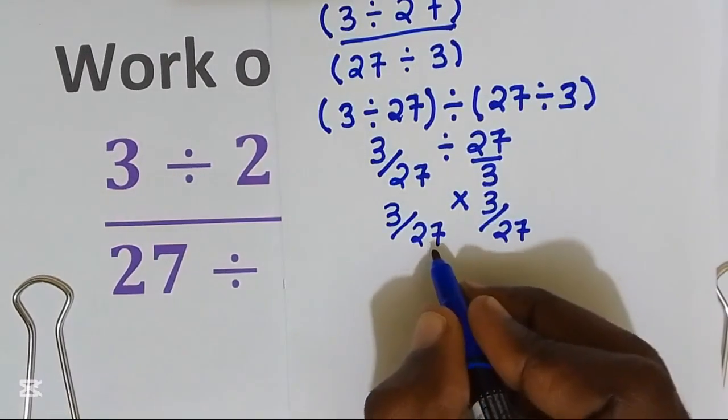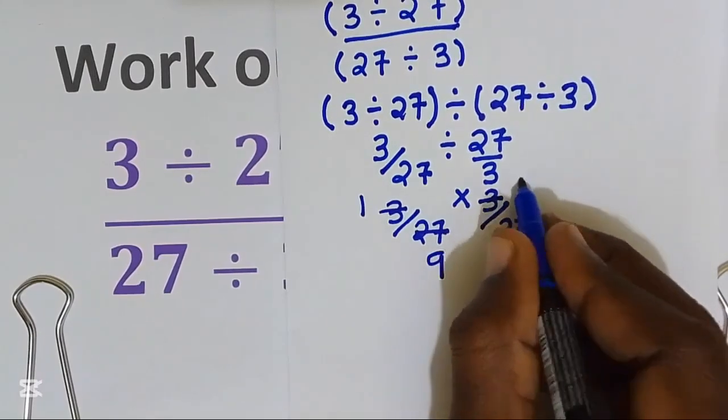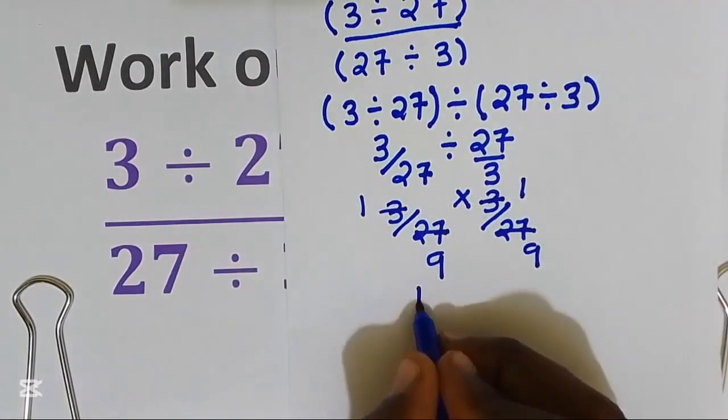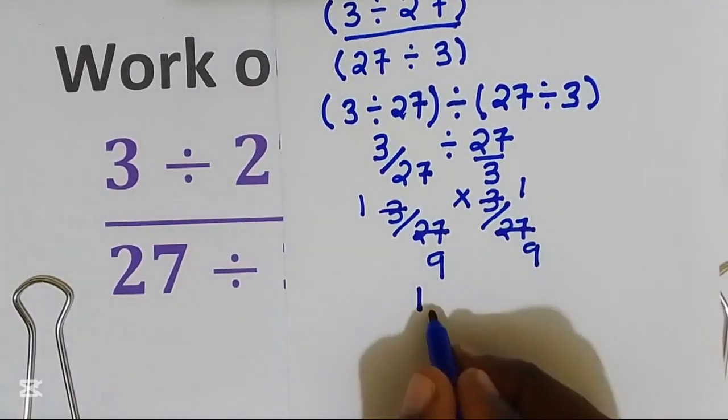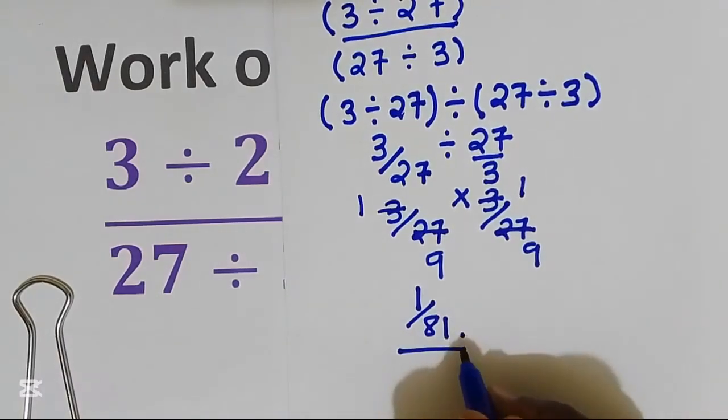We can simplify by 3: 1, by 3, 9, by 3, 1, by 3, we get 9. 1 multiplied by 1, we got 1. 9 multiplied by 9, we got 81. And this is our correct answer.